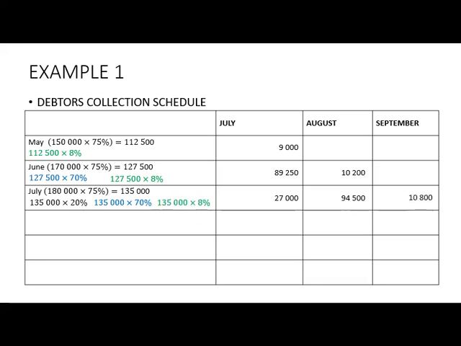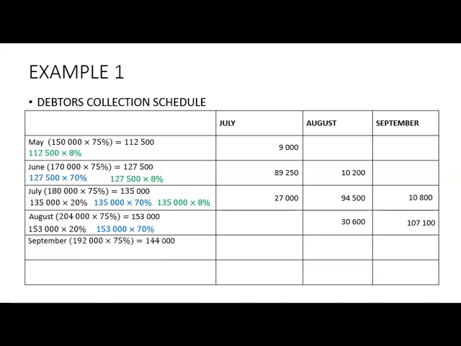I'm done with July credit sales being collected. Now I'm going to August credit sales. You took your total sales, multiplied by 75%, and that gave you credit sales of 153,000. 20% of 153,000 will be collected in August. That's why I'm going to write it here. 70% of 153,000 will be collected in September. And obviously, 8% will be collected in October. But October is not within my budget period, so I don't write that.